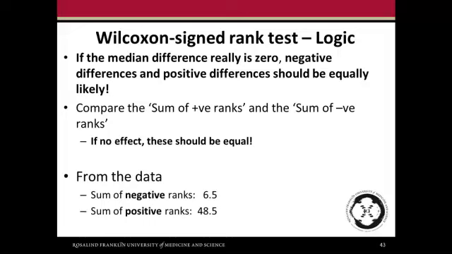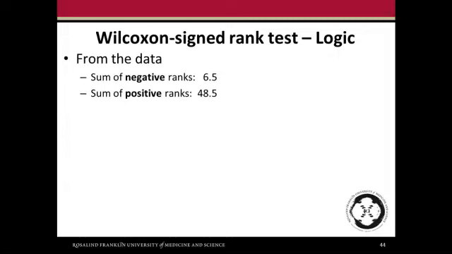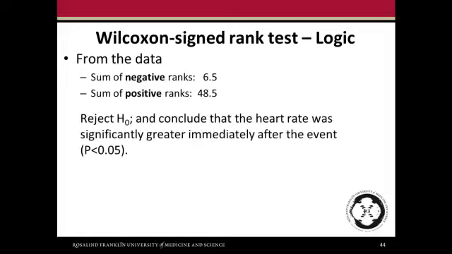From the data that I showed you, if we sum the negative ranks, we get a value of 6.5, and the sum of the positive ranks is 48.5, suggesting perhaps that the shocking experience increased the heart rate 1 minute after it, and then it went down lower 5 minutes later. Again, this is what we see from the data. I just want you to understand the logic of this. You would take the smallest value, go look in a table, and determine whether or not it was statistically significant. I'm just going to tell you that it is, and so we would conclude that the heart rate was significantly greater immediately after the event. And of course, our alpha value is 0.05, so our p-value is less than 0.05.